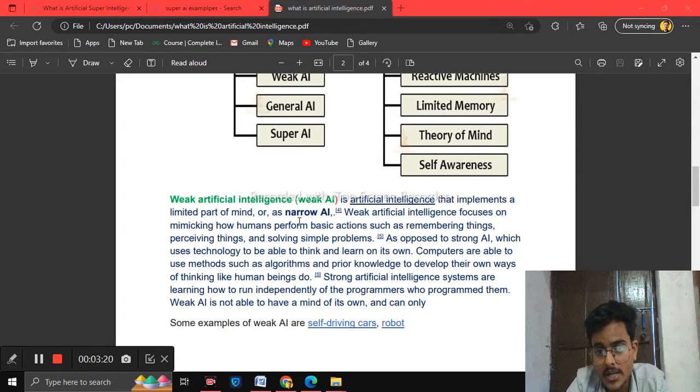Okay guys, strong artificial intelligence systems are learning how to run independently of the programmers who programmed them. Weak AI is not able to have a mind of its own. What does this line say? These lines say that weak AI can do what human beings do.